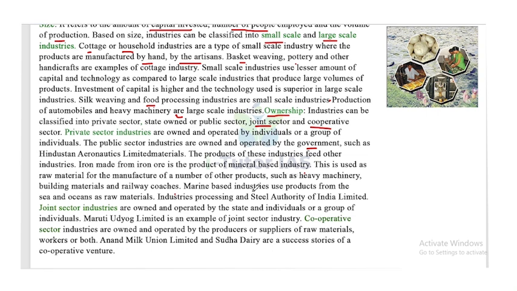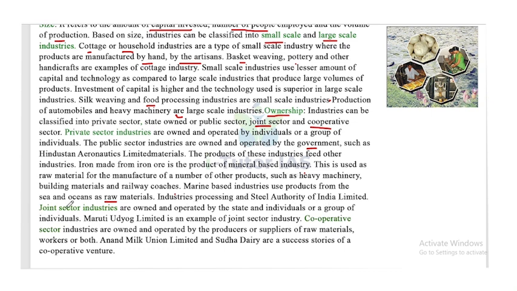Marine-based industries use products from the sea and ocean as raw material. Okay, so they use products from the sea and ocean as the raw material. Industries processing and Steel Authority of India Limited.